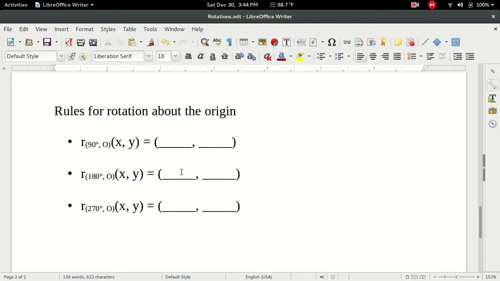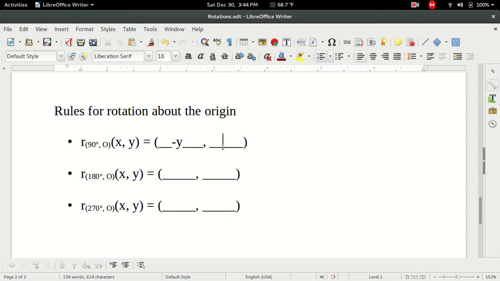For a 90 degree rotation around the origin, that's what this O means in the notation here, the O is for the origin, the rotation of 90 degrees of a given point (x, y) will become (negative y, x). Okay, so negative y, x. A rotation of (x, y) by 180 degrees around the origin will just be (negative x, negative y). And a rotation of 270 degrees will be (y, negative x).